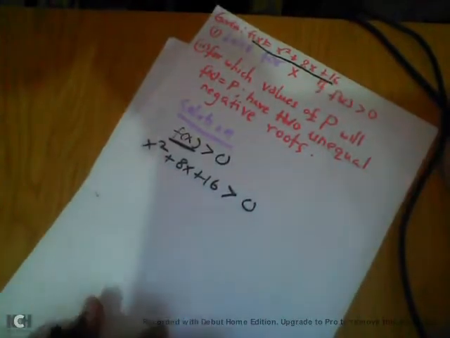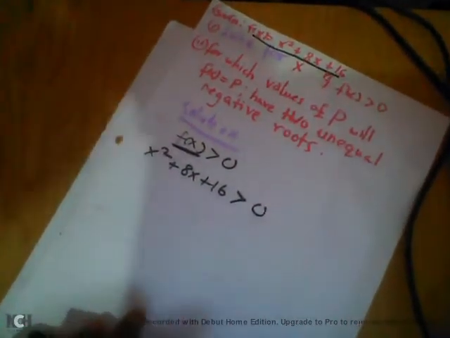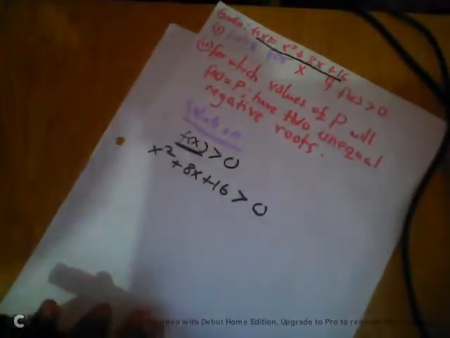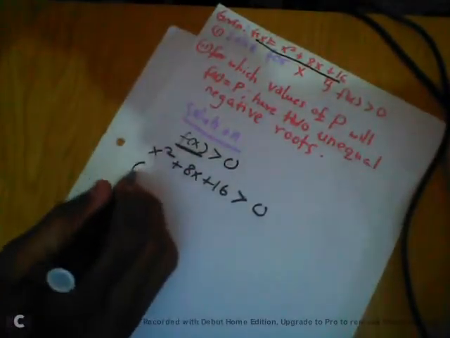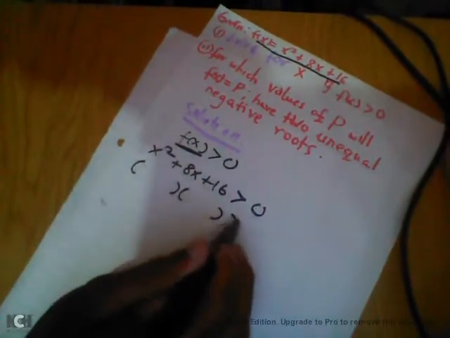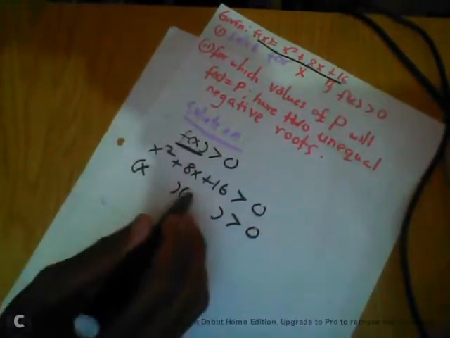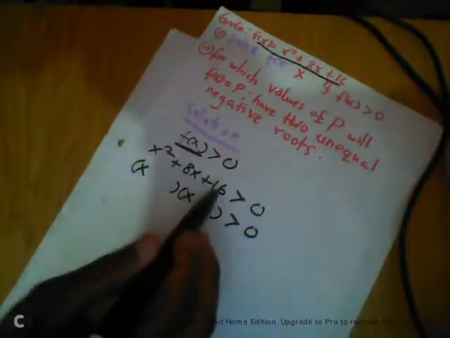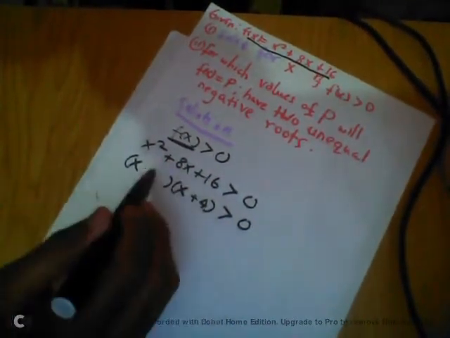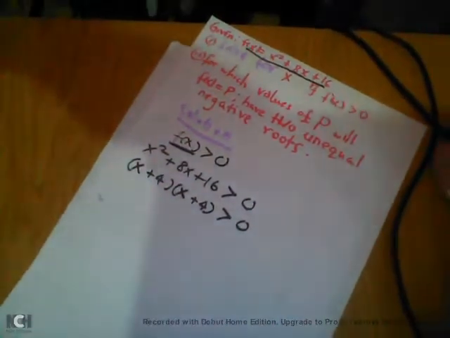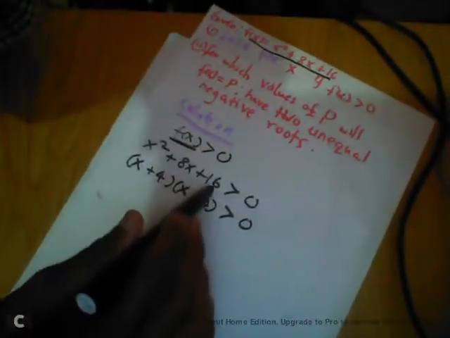We have a lot of ways we can solve this. We can either factorize, or if you don't want to factorize, you can solve by the formula. Let's factorize: greater than 0, and here we're going to say x and x. Which numbers, when you multiply, give 16, and when you add, give 8? It should be positive 4 and positive 4.